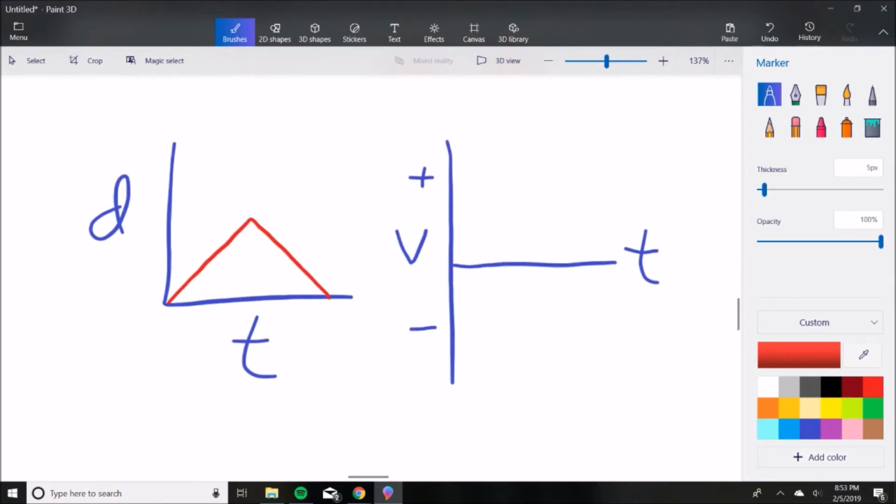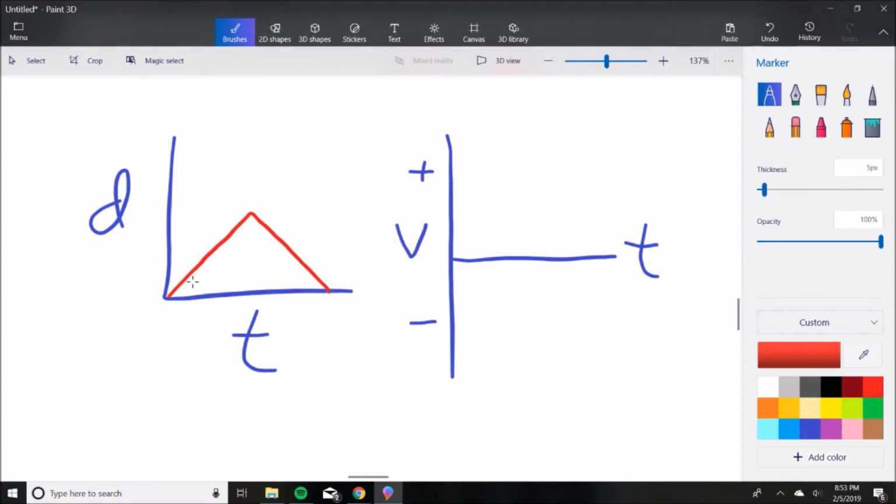Let's look at this third one. All right, it's a little different. It starts out the same as the one before. You've got a positive constant velocity. You know it's constant because the slope isn't changing. You know it's positive because it's inclining.